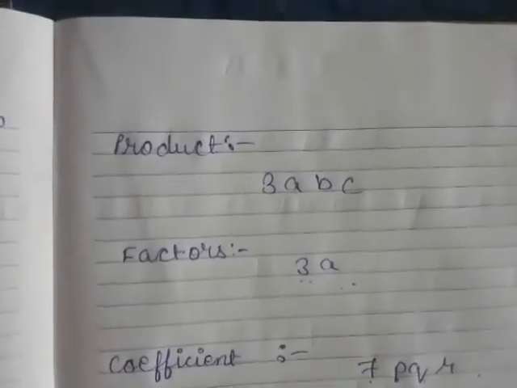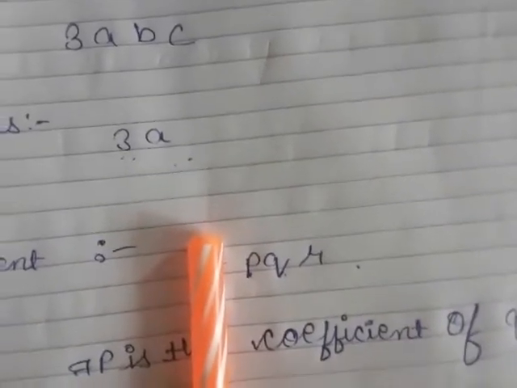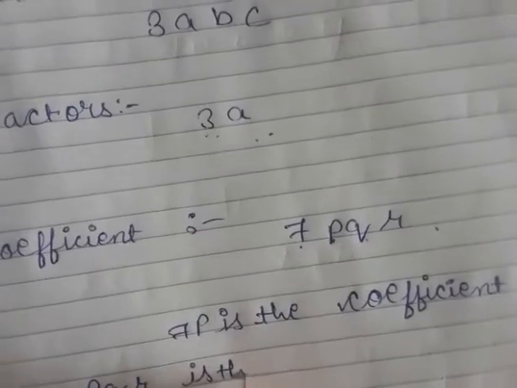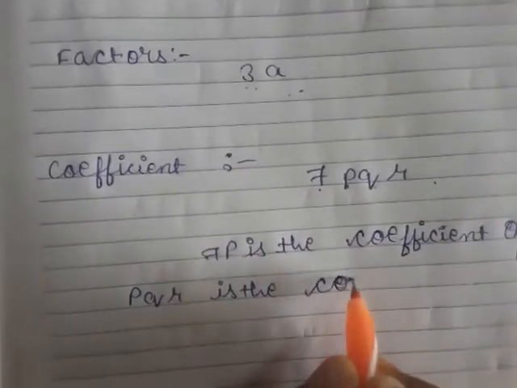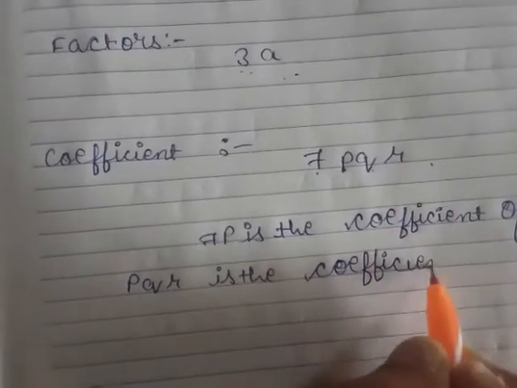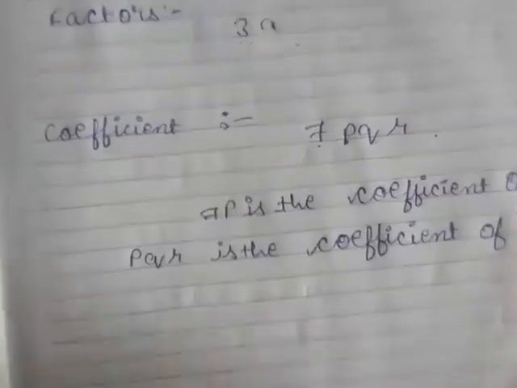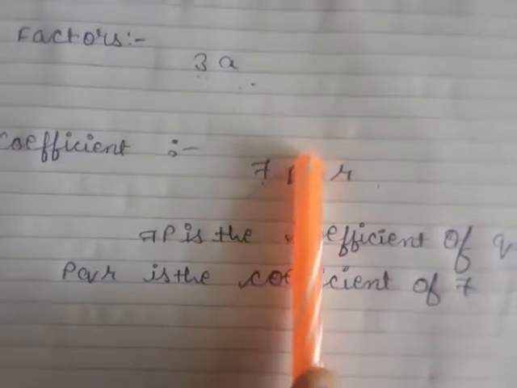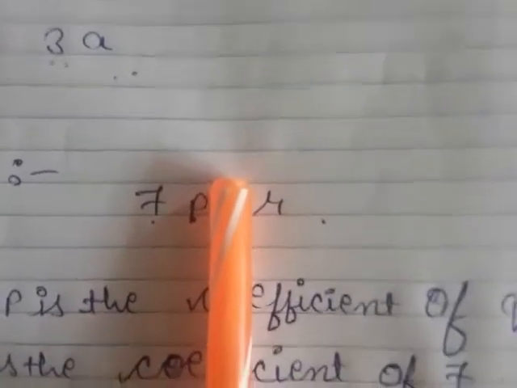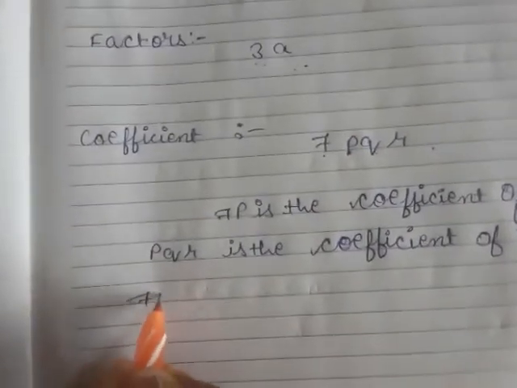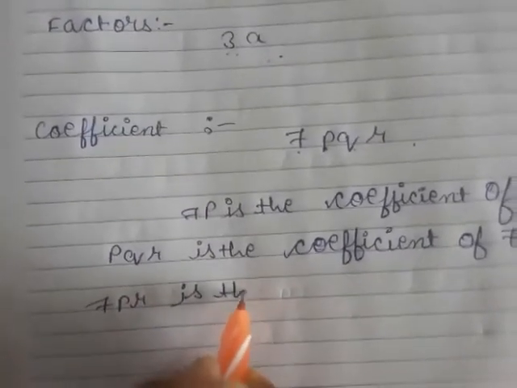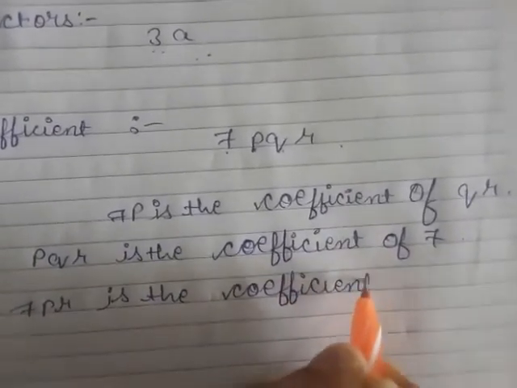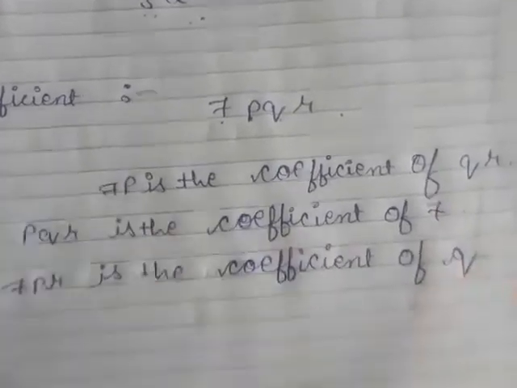Same way, what is the coefficient of 7? What is left behind? PQR. PQR is the coefficient of 7. Okay. If anyone asks you what is the coefficient of Q, just hide Q with your finger or pen. What do we get? 7P and R. 7P and R is the coefficient of Q, and so on.